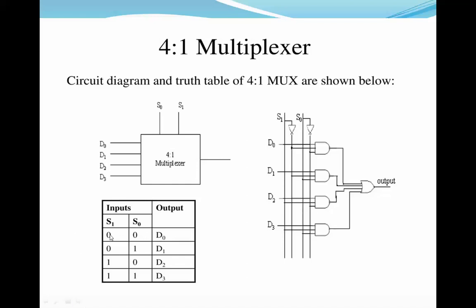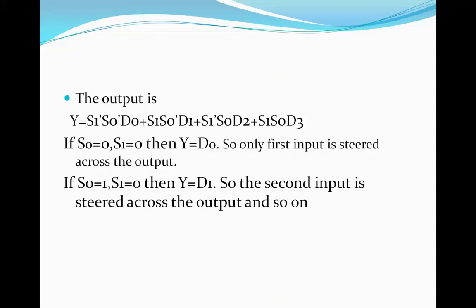If you see, we have S1 complement, S0 complement and D0, then or S1 complement, S0 and D1, then or S1 and S0 complement and D2, or S1, S0, D3. So this is what the Boolean expression will look like. That means the output will be selected, because we are placing an OR here, because out of these 4 any one of them will be selected as the output of the multiplexer.